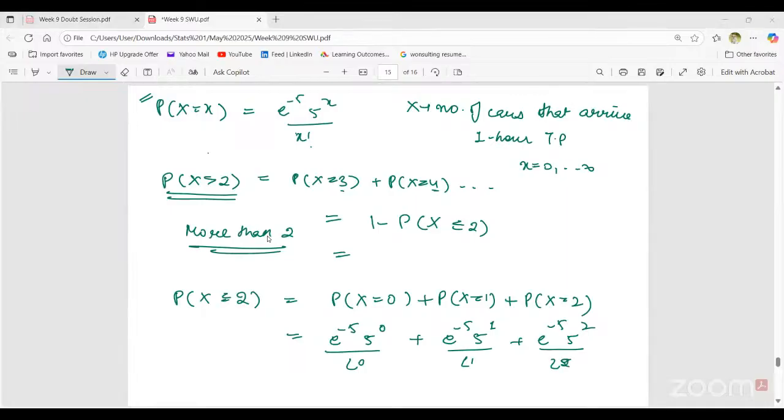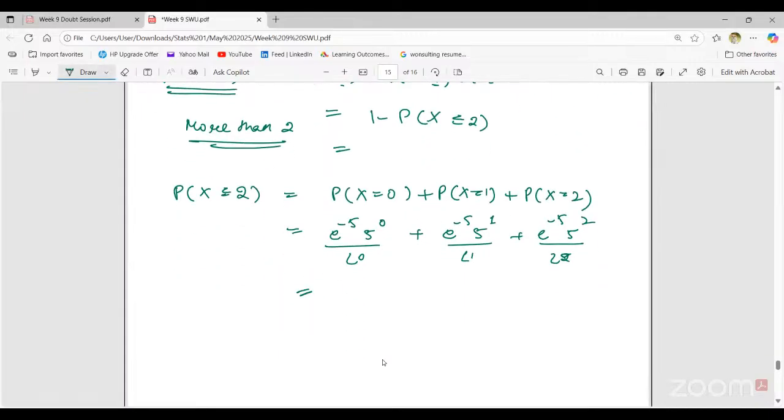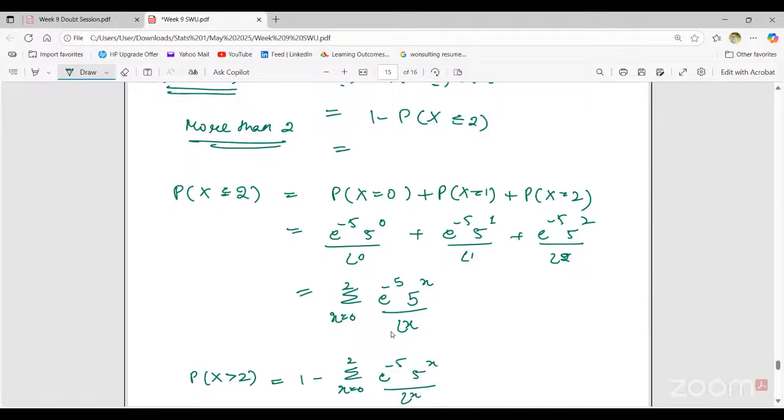So this can be written as the summation of x going from 0 to 2 of e raised to the power minus 5, 5 raised to the power x upon factorial x. Can I write it? Yes. So now just put this value. The probability that x is greater than 2 will be equal to 1 minus the summation of x equals 0 to 2 of e raised to the power minus 5, 5 raised to the power x upon factorial x. Is it fine?